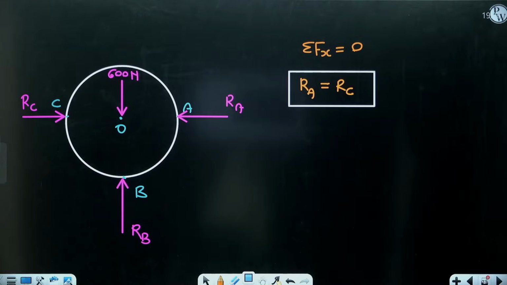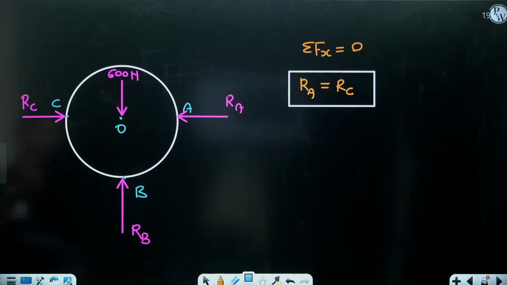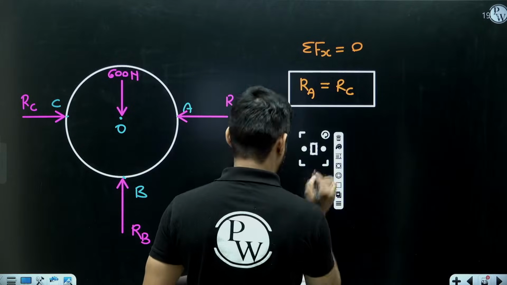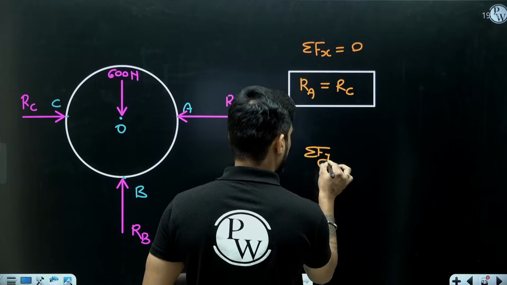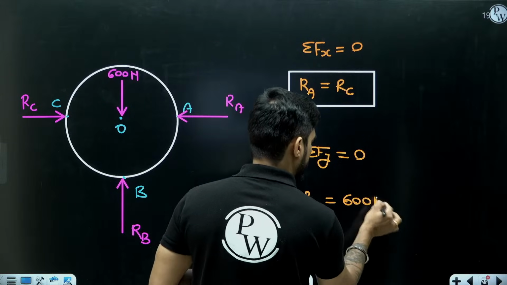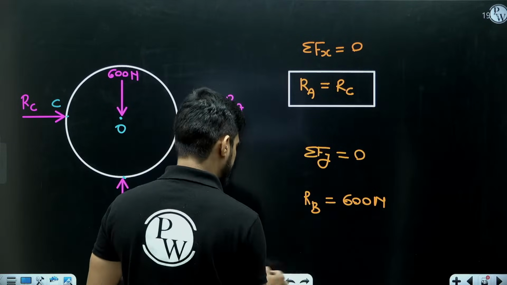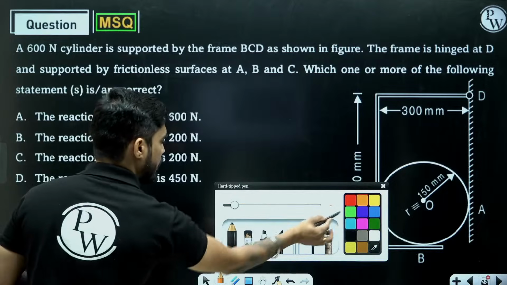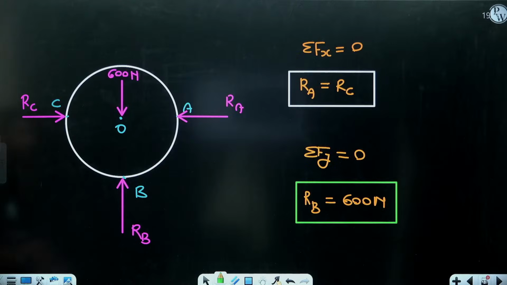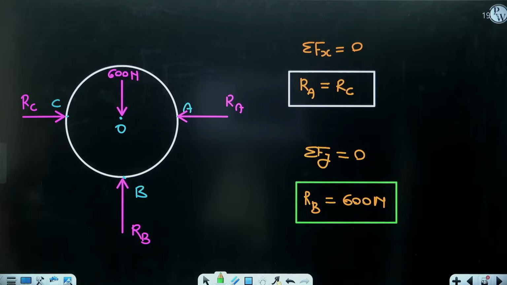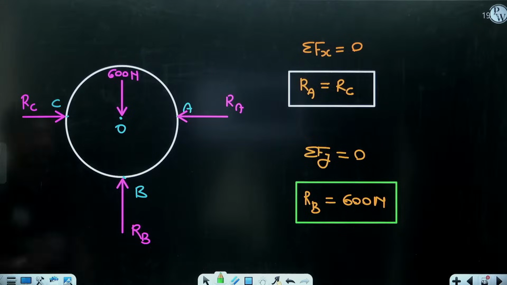Although you can take moment, you still have only two independent equilibrium equations. So from summation of Fy equal to 0, I will get RB, which is 600 Newton. Yes, I have got one reaction, RB, which is 600 Newton. This statement is correct. But how to find the value of RA and RC? Even if I get one of them, the second one will also be equal to the same. So how to find either RA or RC? So here comes the interesting part.